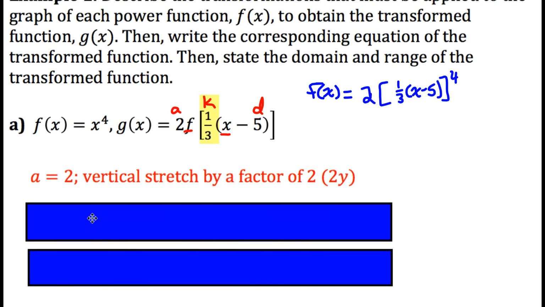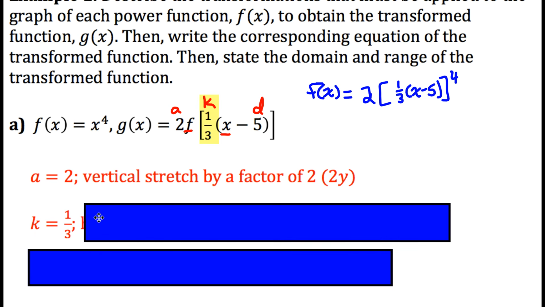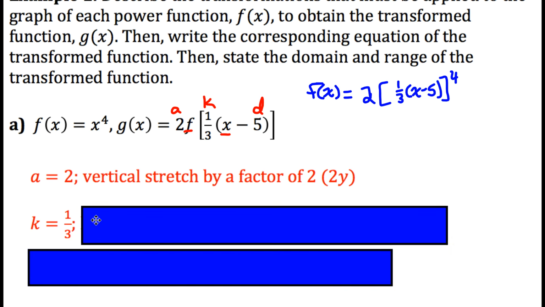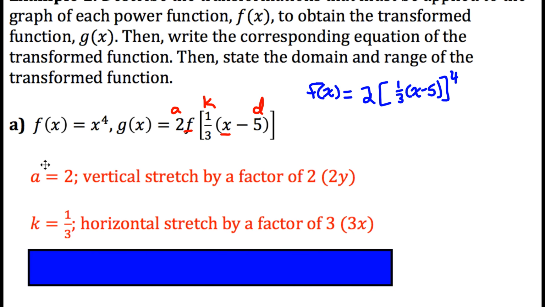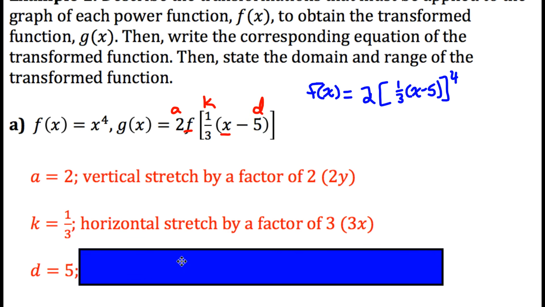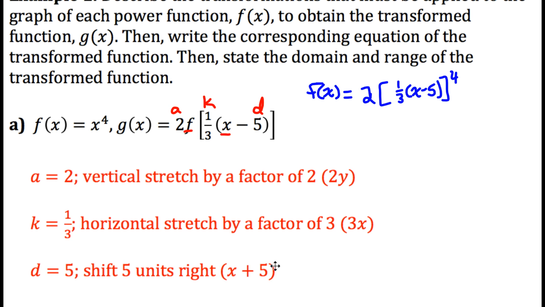The k value is 1/3. So this k value of 1/3, that's between -1 and 1, so that does a horizontal stretch by a factor of 1 over the absolute value of k, so by a factor of 3. So what that does is it triples all the x values. And the d value is +5. And what that does is it's going to shift the function right 5, and we could accomplish that by adding 5 to all the x coordinates.